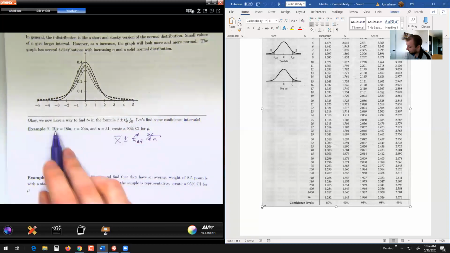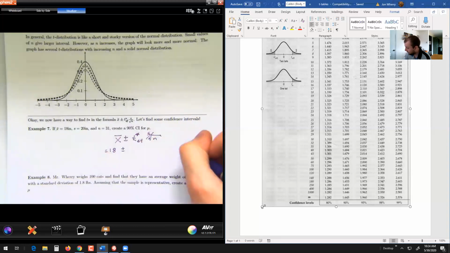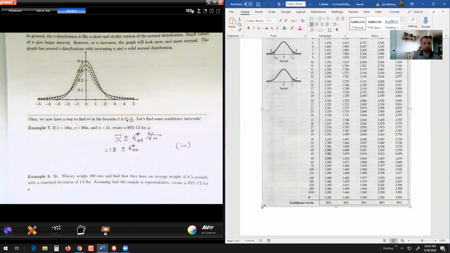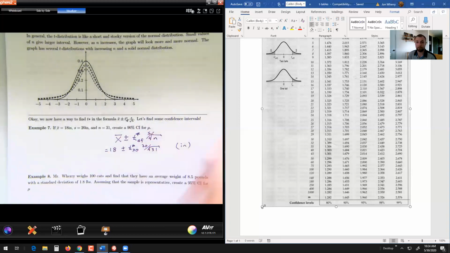So suppose I have a sample average of 18 inches. Great, I'm putting in 18. On the side, I'm writing down my units, inches, so that way I don't forget when I write down a conclusion, inches. T star, 31 samples, so my degree of freedom is 1 less, it's 30. My S is 20 over my N is 31. I want to be 90% confident, so I'm going to find the 90 column. Where that meets the 30 gives me 1.697.